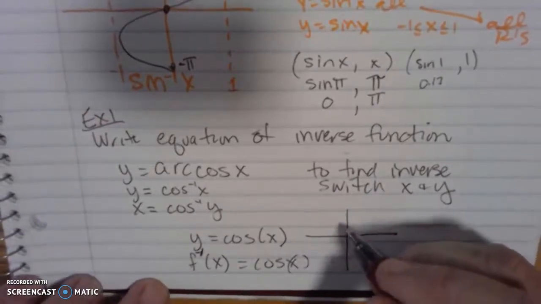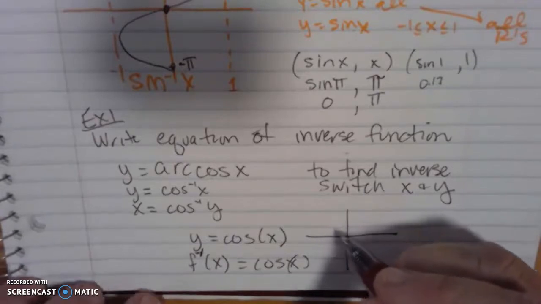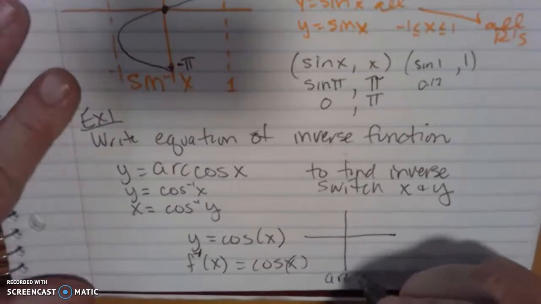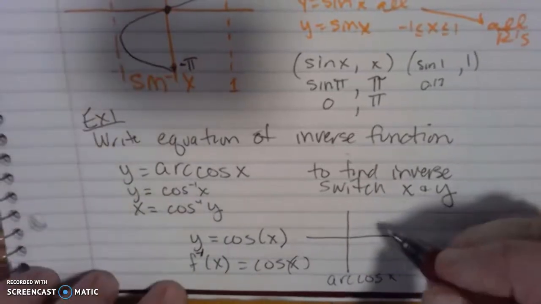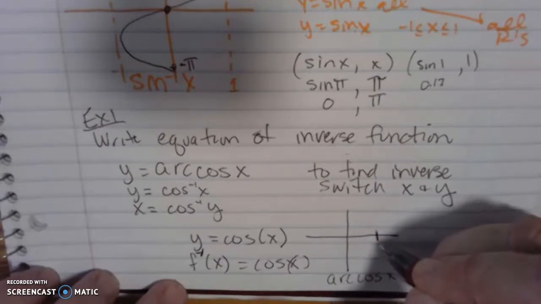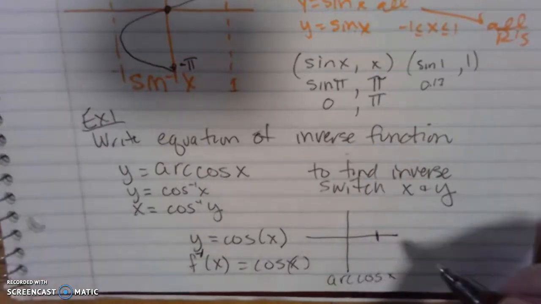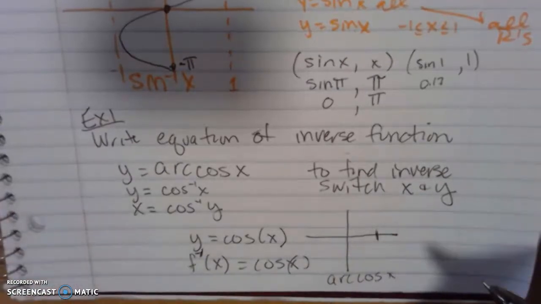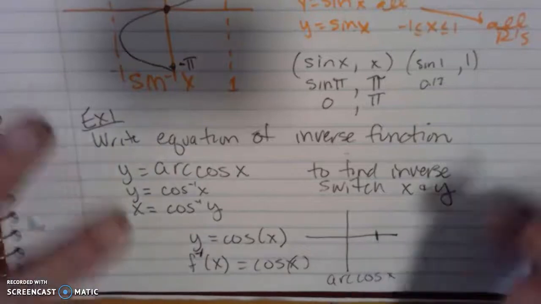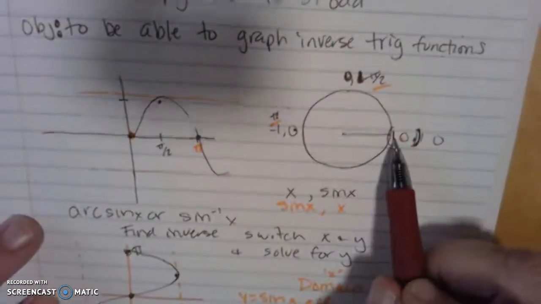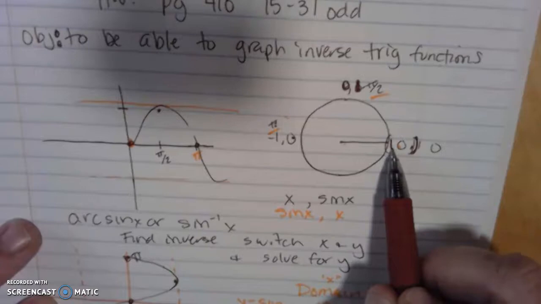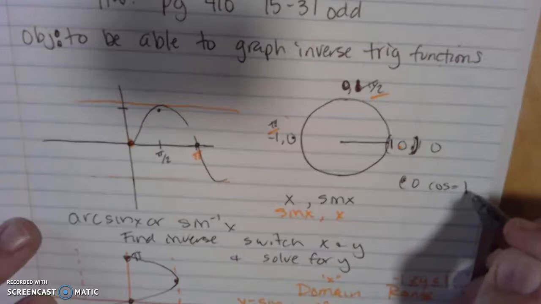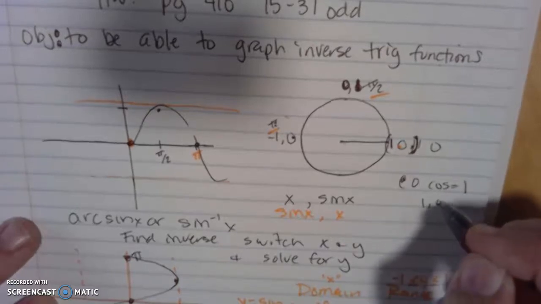Okay, so arc cosine of x is like this. So we're going to have 1, 1, 0. Now, how do I know that? Because arc cosine, when I plug in 0, cosine is 1. So at 0, cosine equals 1. So if I'm going to do the arc cosine, I'm going to do 1, 0.